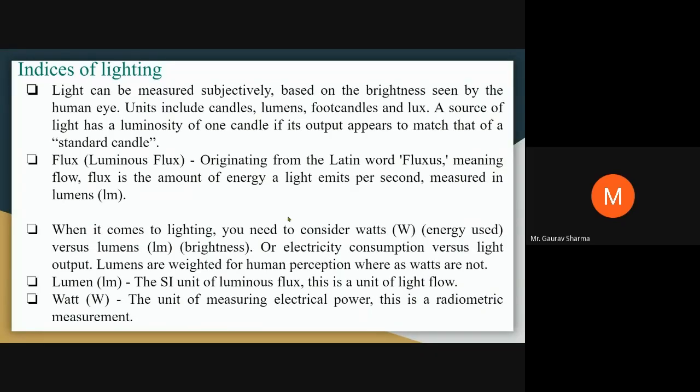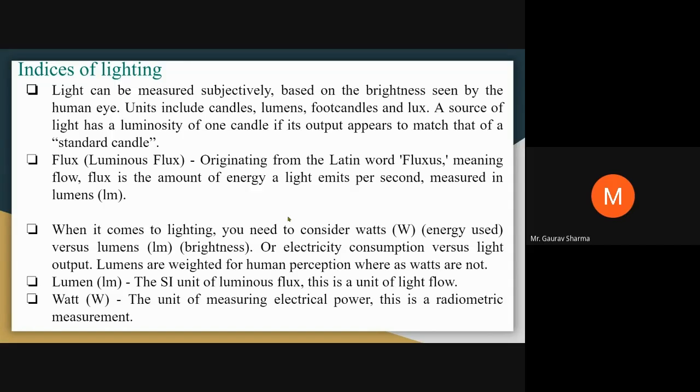So when it comes to lighting, you need to consider the watts, that is the energy unit, versus the lumens. There is a basic confusion for the student whether to consider the watts or the lumens. The very popular one is the lumens, because watts we basically use for energy, and here we are talking about lighting, that is the visible portion of the spectrum. Okay, so electricity consumption versus the light output, if you compare, lumens are weighted for human perception, whereas the watts are not. That means lumens tell how we can sense the light.